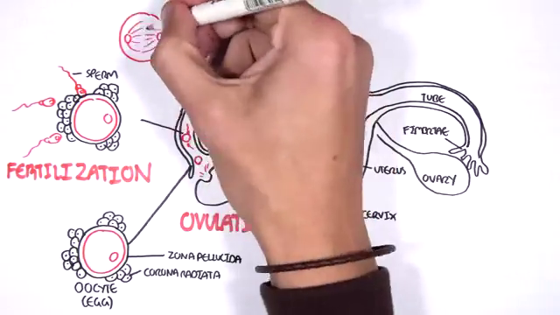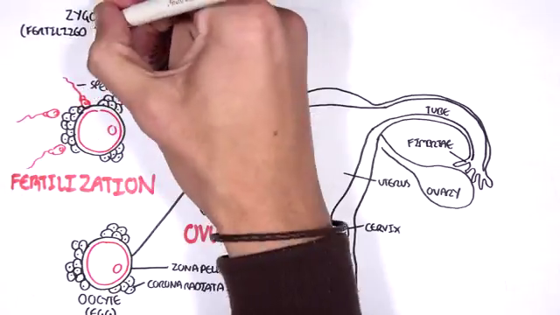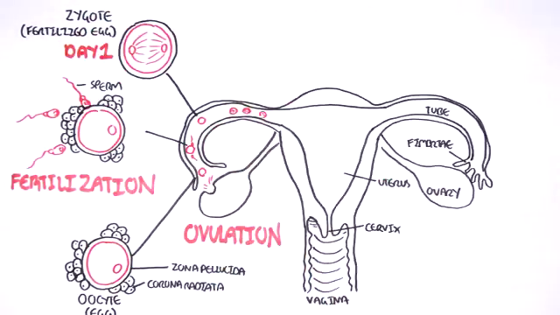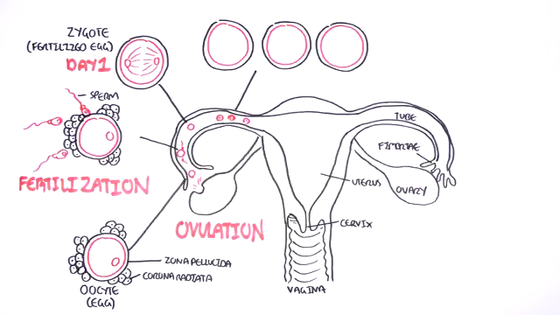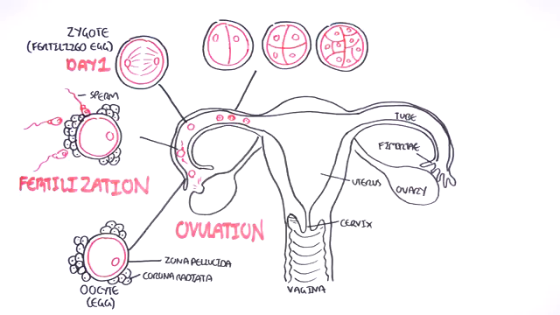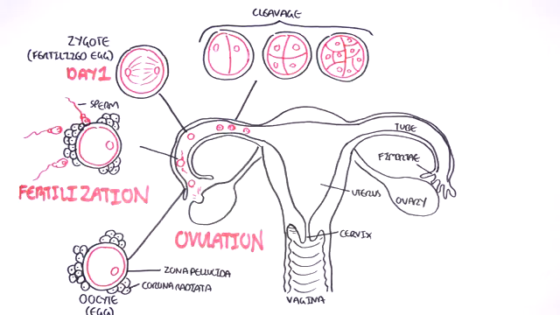Anyway, once fertilization occurs, a zygote is formed. A zygote is a fertilized egg, and this is our day one. The sperm's DNA and the oocyte's DNA mix to form literally one cell. That one cell then divides into two cells. Those two cells then divide into 4, then 8, then 16. This whole process, which occurs along the uterine tube, is known as cleavage.